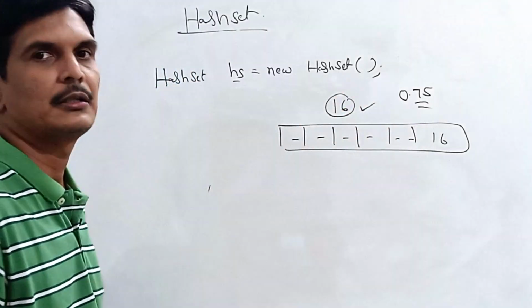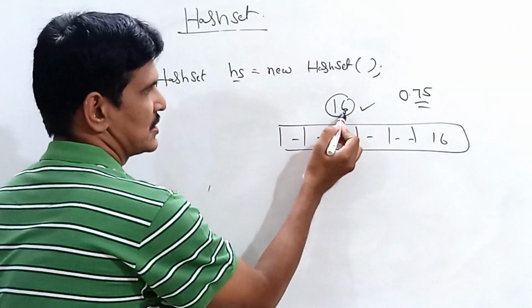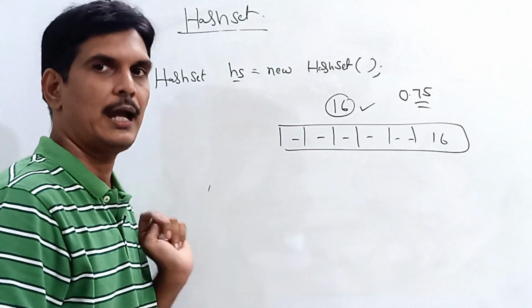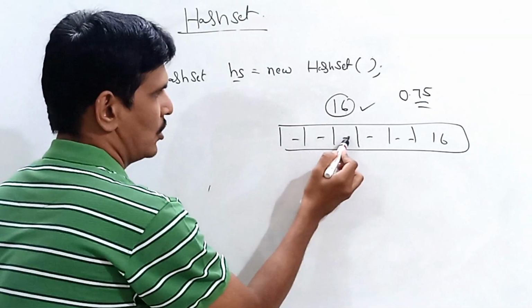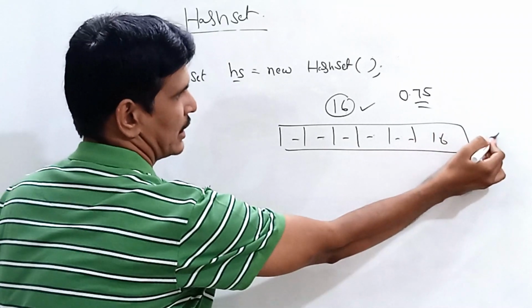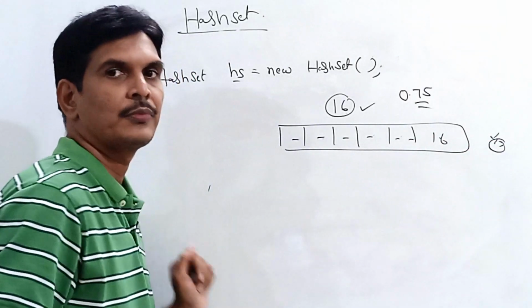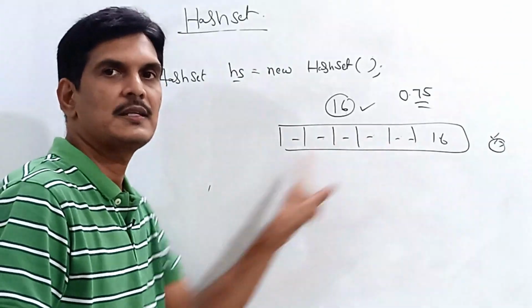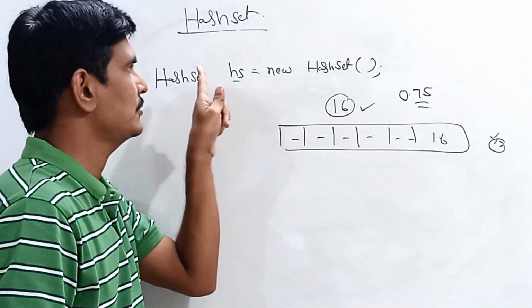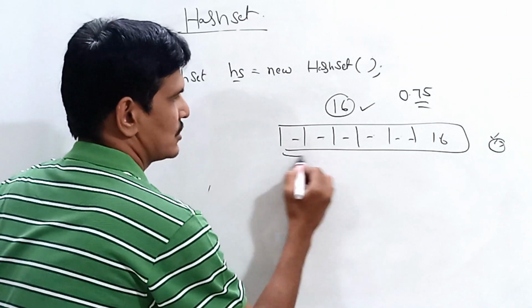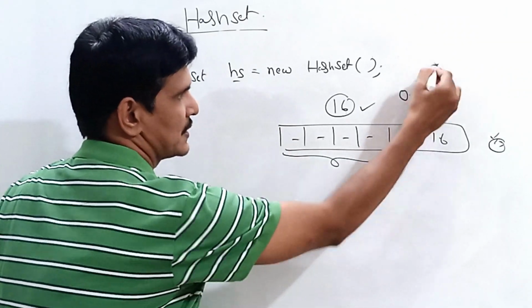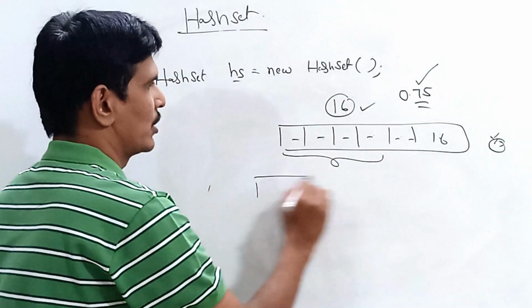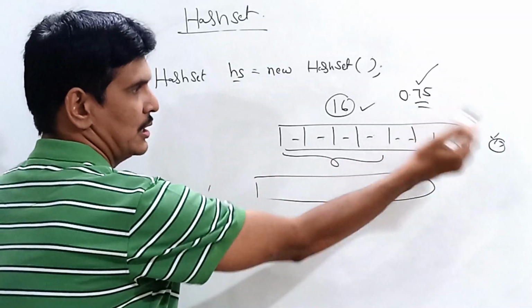Now what does the load factor mean? Suppose 16 is the initial size of the hash set, and I added all 16 elements. Now I want to add another element, the 17th element. In case of array list, once it has reached 16, it creates a new object. But in case of hash set, as soon as the locations have reached 75%, immediately it will go and create another object with the new size.